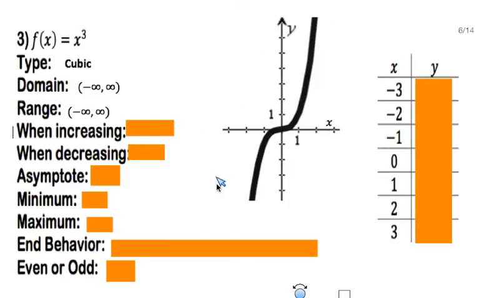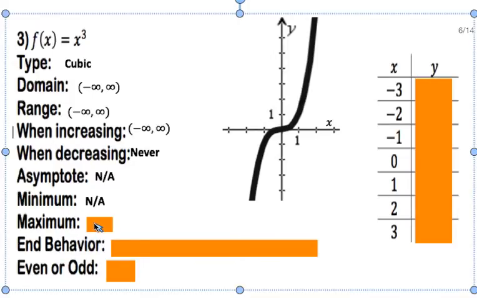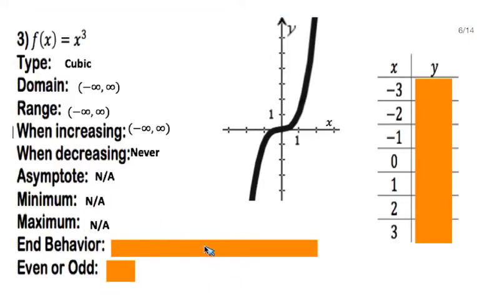And when is this increasing? So as we are moving from the left to the right, we are starting way down here at negative infinity, and as we're moving to the right, we are increasing the whole way. So we're increasing over the entire domain, which is from negative infinity to positive infinity. This parent function does not decrease. We do not have asymptotes. We also don't have a minimum value or a maximum value.